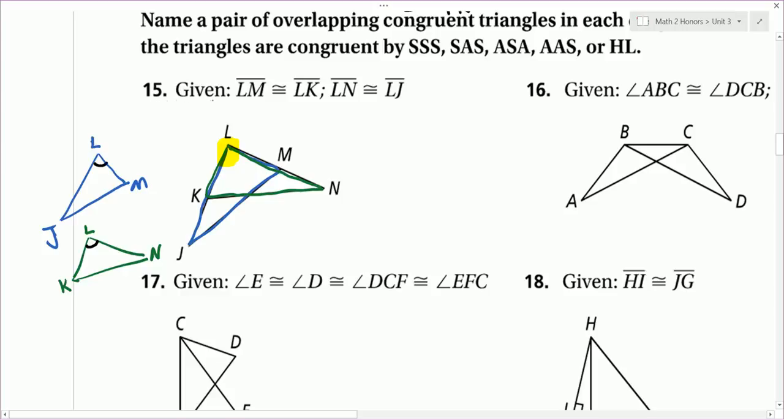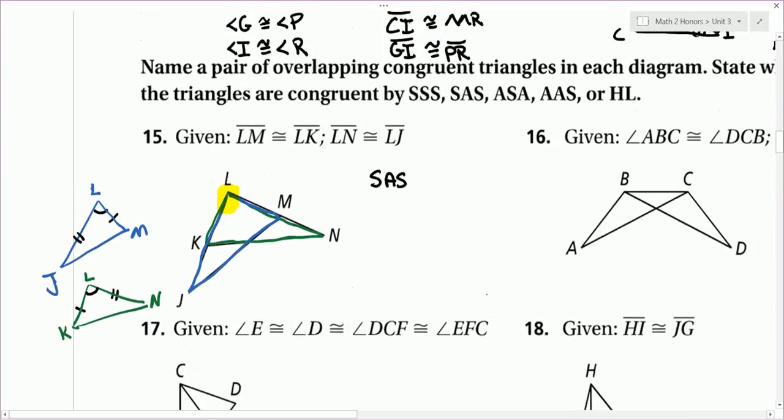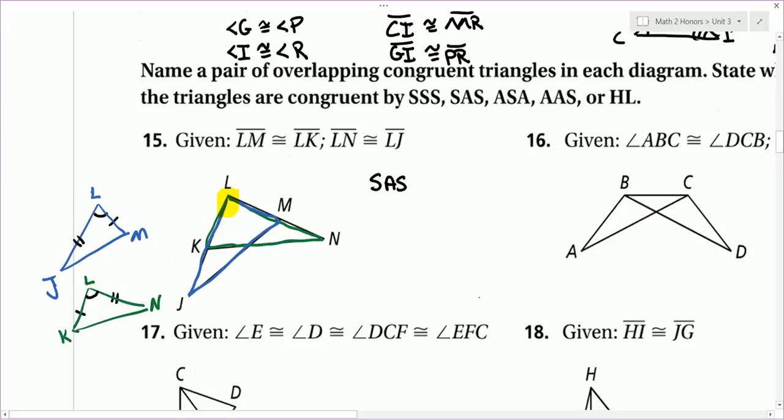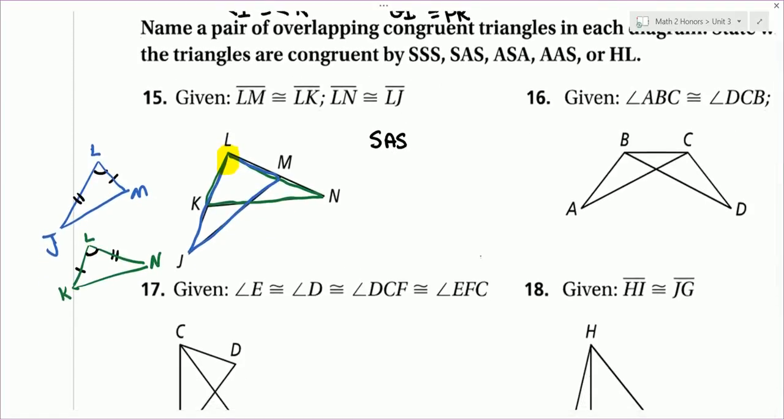And then I'm going to mark what's given. So they give us LM, this length, is congruent to LK. And they give us LN is congruent to LJ. So these are congruent by side, angle, side. But it says to name a pair of overlapping congruent triangles, so we're going to give a congruence statement.